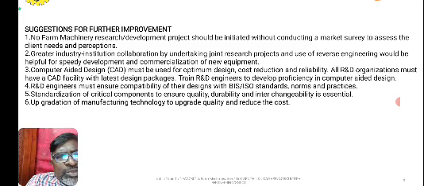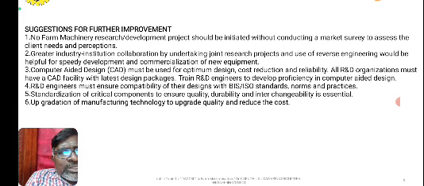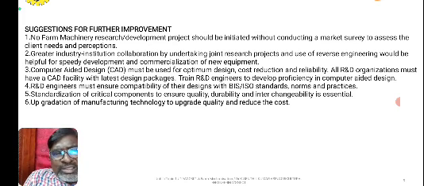Computer-aided design must be used for optimum design, cost reduction and reliability. All R&D organizations must have a CAD facility and the latest design packages. R&D engineers must also be trained to develop proficiency in computer-aided design.